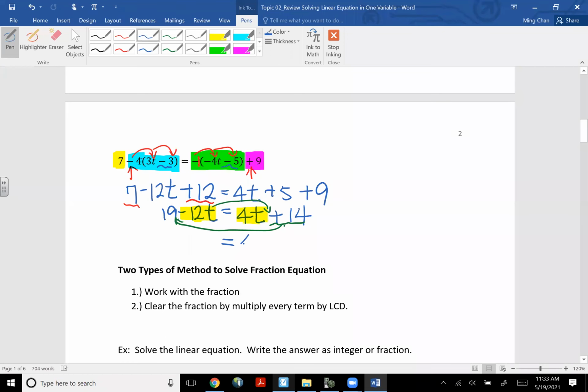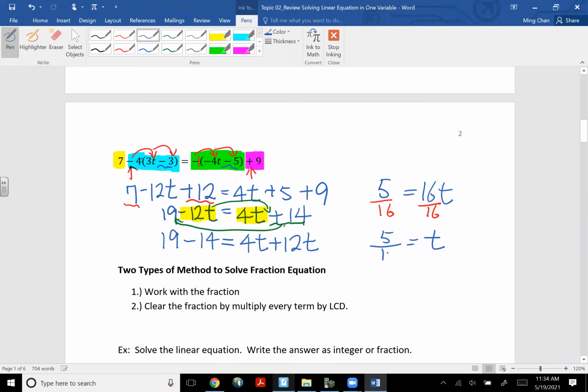So right side, I should still have my 4t there. -12t come over, becomes positive. 19 still on the left side. +14 move over to the left side, becomes negative. So here I got combined like term, I should have 16t is equal to 5. So all my variable term are combined. So it's time and isolated on one side. So it must be time to divide both sides by the coefficient. All right, my answer t equals 5/16. Okay.